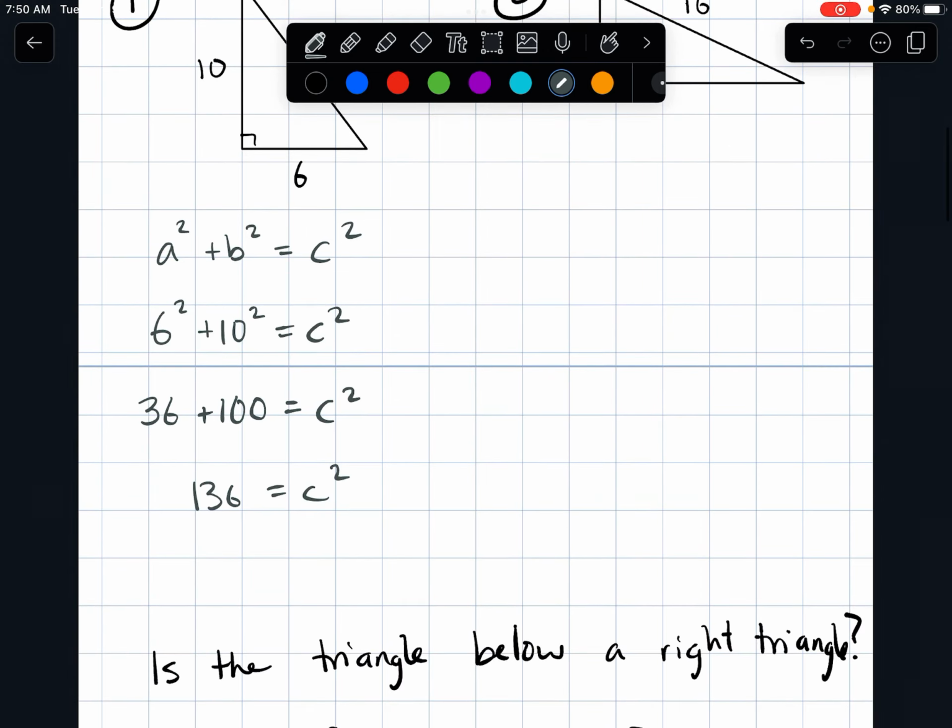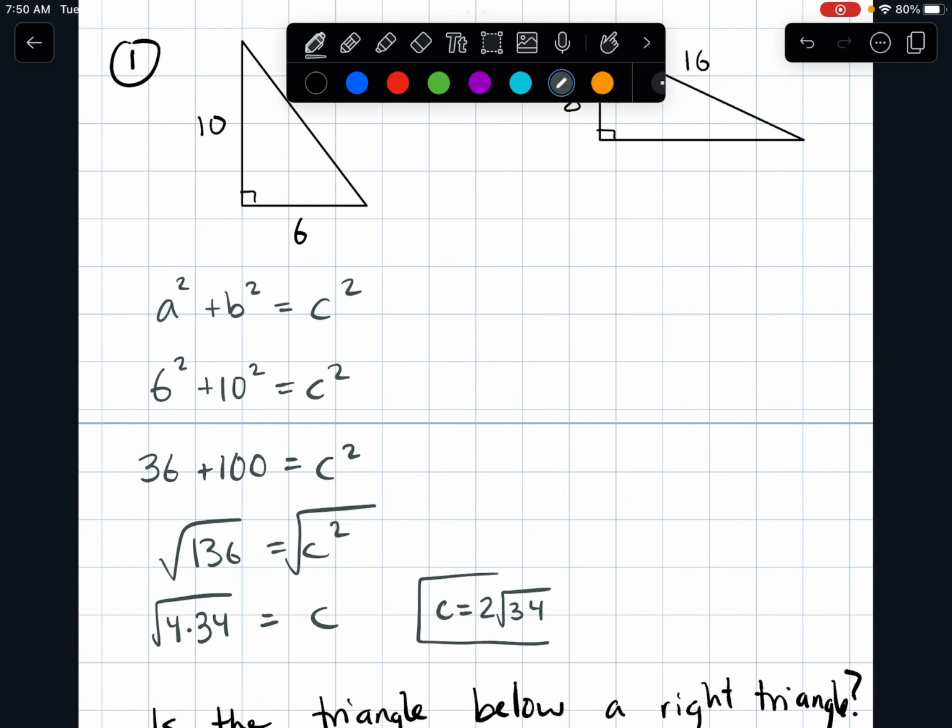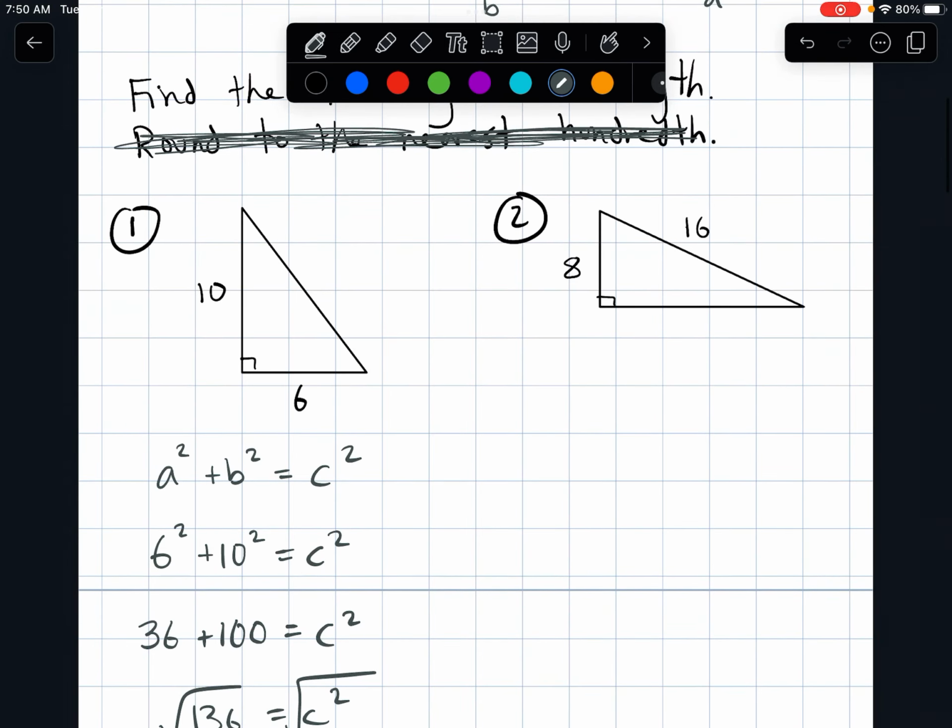We can try to now get c all by itself, so I'm going to take the square root of both sides. And so we get c equals, well, I can split up 136 into 4 times 34. The reason I did it like this is because I know I can take out a 4 and simplify that radical. So I should end up with c equals 2 square root of 34. All right, and that would be our answer. Okay, if there were units, obviously you'd want to include the units, but that would be an exact answer for c. All right, problem number 2.